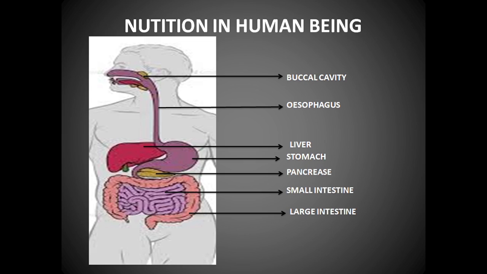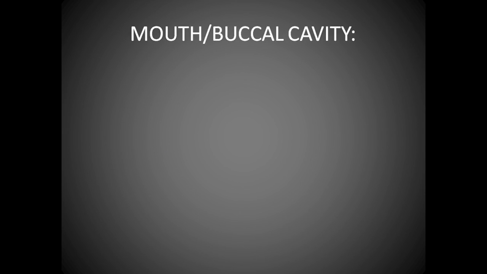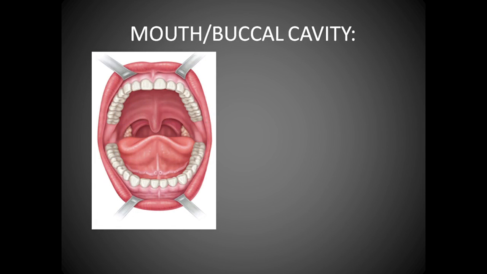Now we need to know what happens in each part, starting from the buccal cavity. So we'll see in detail. So the first one, mouth or the buccal cavity. You know, it's actually very simple. We have to just notice a few things and that's it. So, first one, this white color thing. So, what's that? Yeah, that's the teeth. Silly question, right?